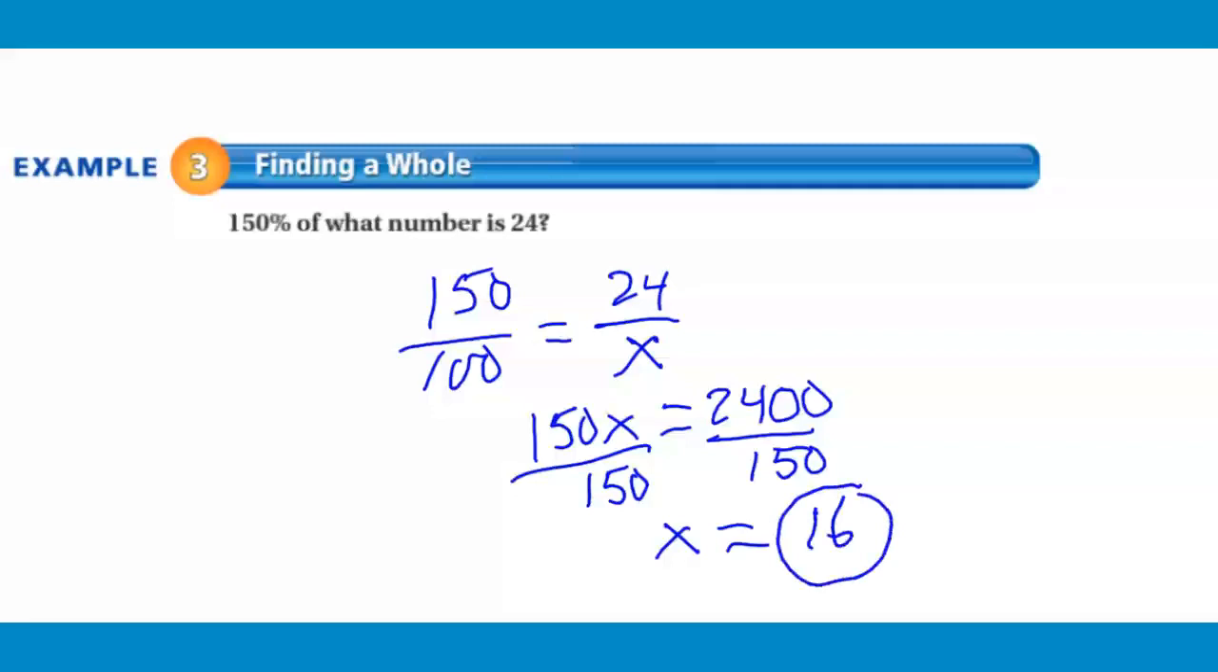Now, you might be saying, well, wait a minute, 24 was bigger. Well, 150% is more than the original number. 150% is the original number and then some. So yes, it makes sense that the original number was 16. 24 is what percent of 16? It's 150% of it. So yes, it does make sense.